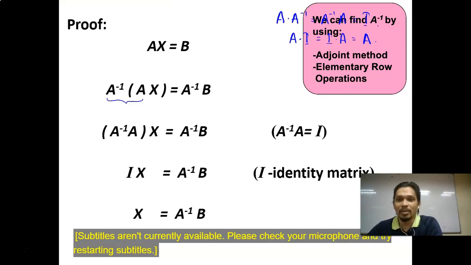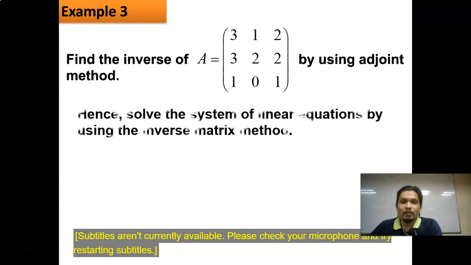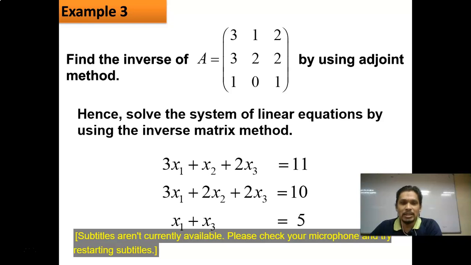Okay, look at this one here. We can find A inverse using the adjoint method and elementary row operations. The adjoint method, I'll explain in lecture part 3, if I'm not mistaken. Please refer to the previous videos. So find the inverse using the adjoint method and solve the equation here, class.